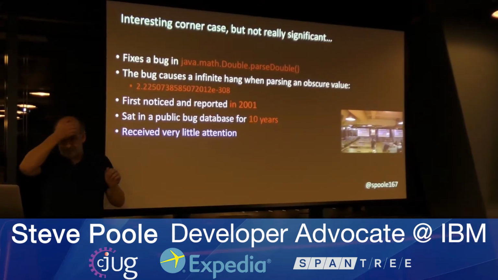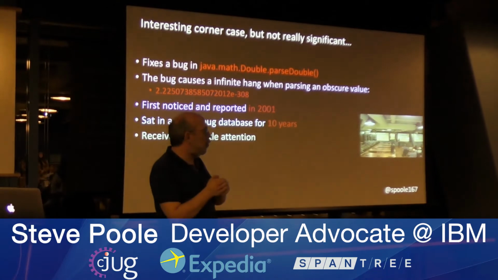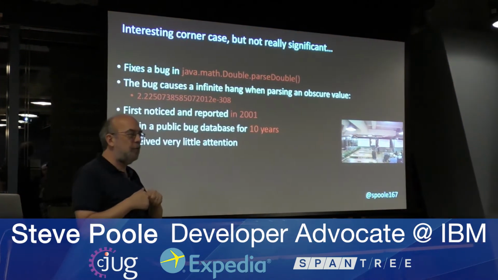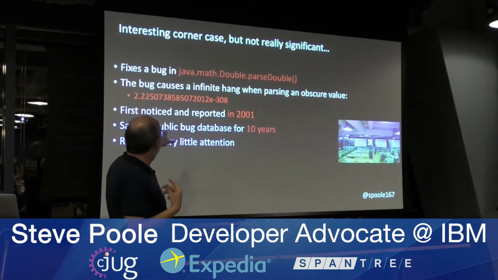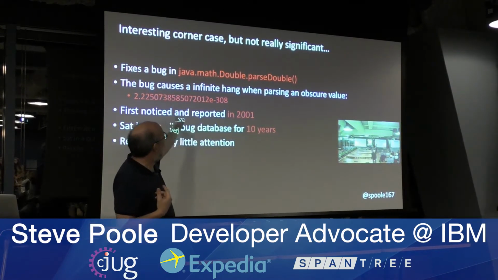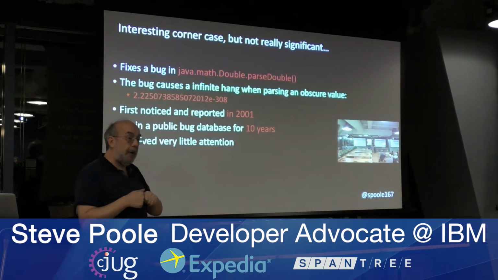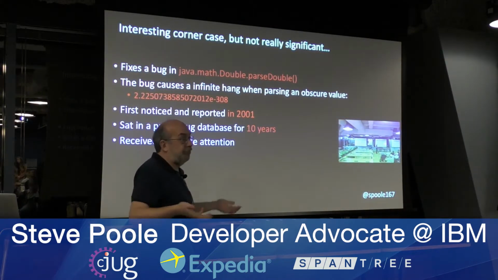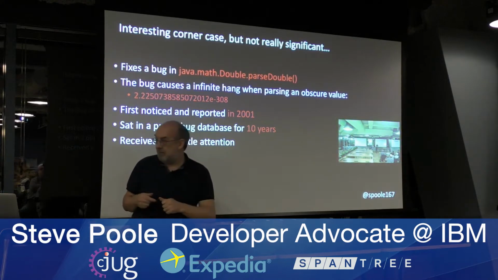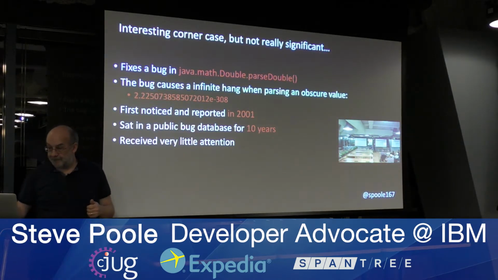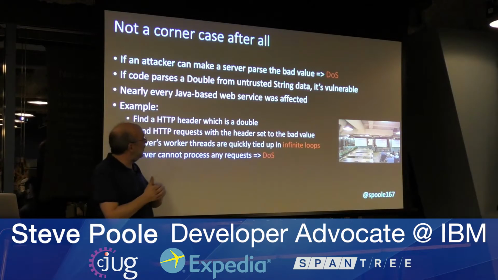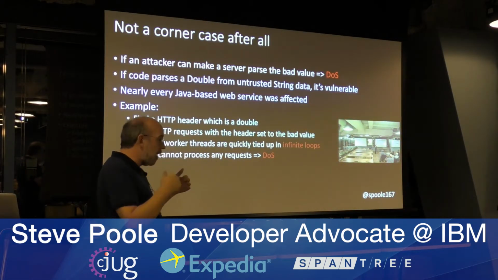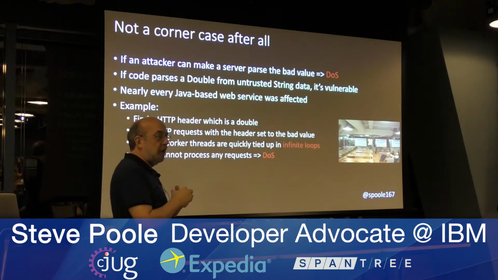What was this? Well, it was an interesting corner case. It got reported in 2001, and what happened was, if you had a particular number, and you asked Java to parse it as a double, it would go into an infinite loop on your machine. Okay? It's just one of those things, really. But it turns out it wasn't a corner case. It turns out, when the bad guys get their act together, that it's a denial of service attack.